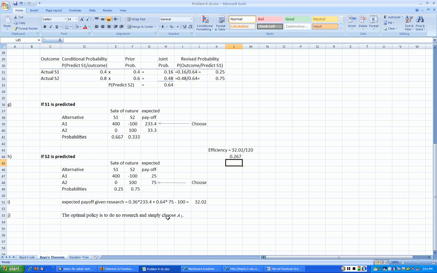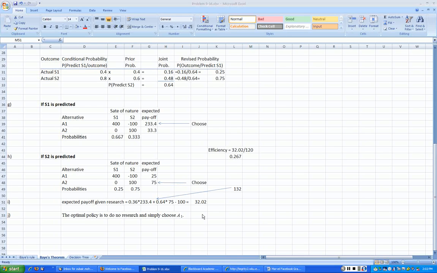So the optimal policy then is not to do any research but simply choose A1. Why? Because we would make, actually, just this 0.36 times 233.4 plus 0.64 times 75, that sum is 132. You take out the $100 that you had to give for research, that's 32.02. So actually, if you look at it, you make only $32.02 by going through the research.